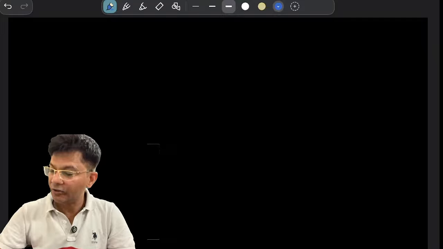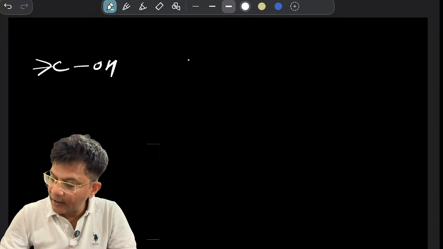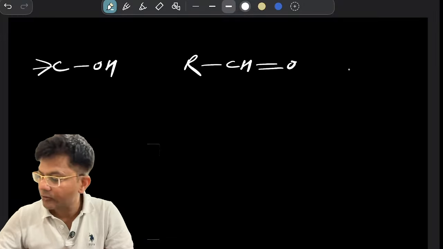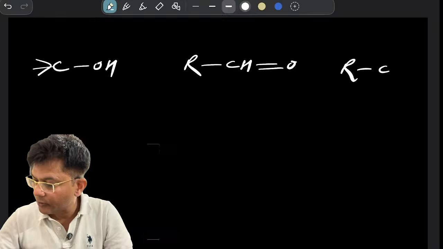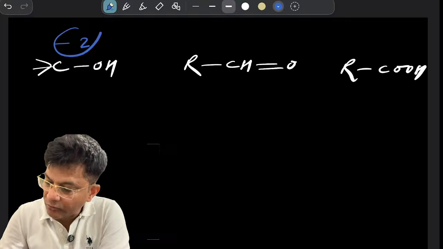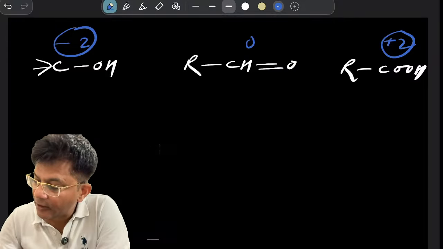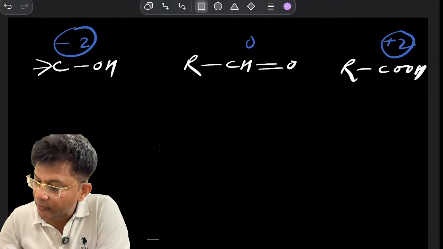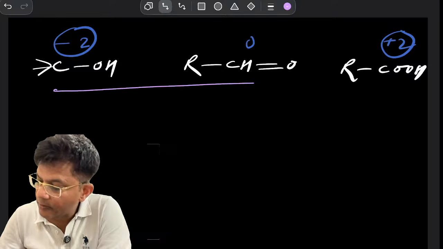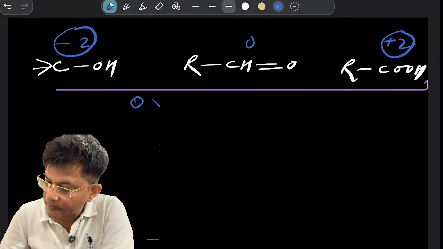Can you see? If I talk about an alcohol, the oxidation state of carbon is what, kids? And in aldehyde, the oxidation state of carbon is what? And in carboxylic acid, the oxidation state of carbon is what? You can easily find out. Here it is -2, here it is 0, here it is +2. So definitely oxidation is taking place. I hope this point is very clear to each and everyone that this is oxidation.